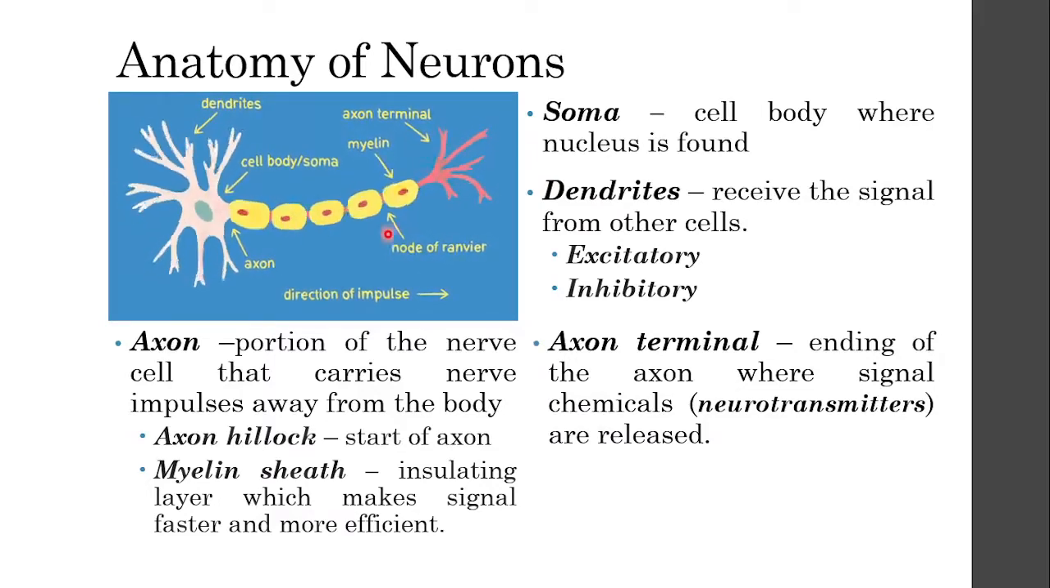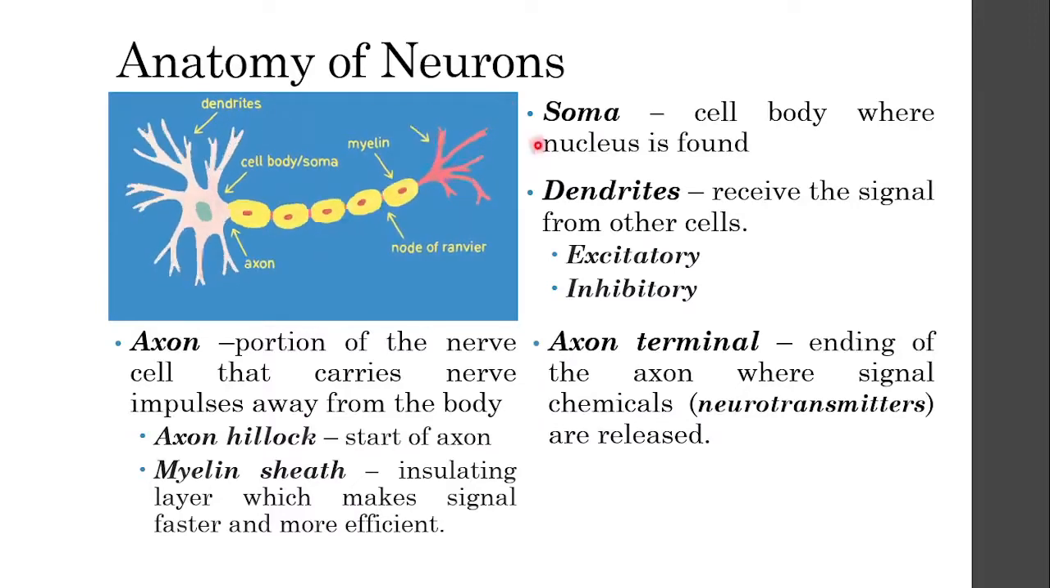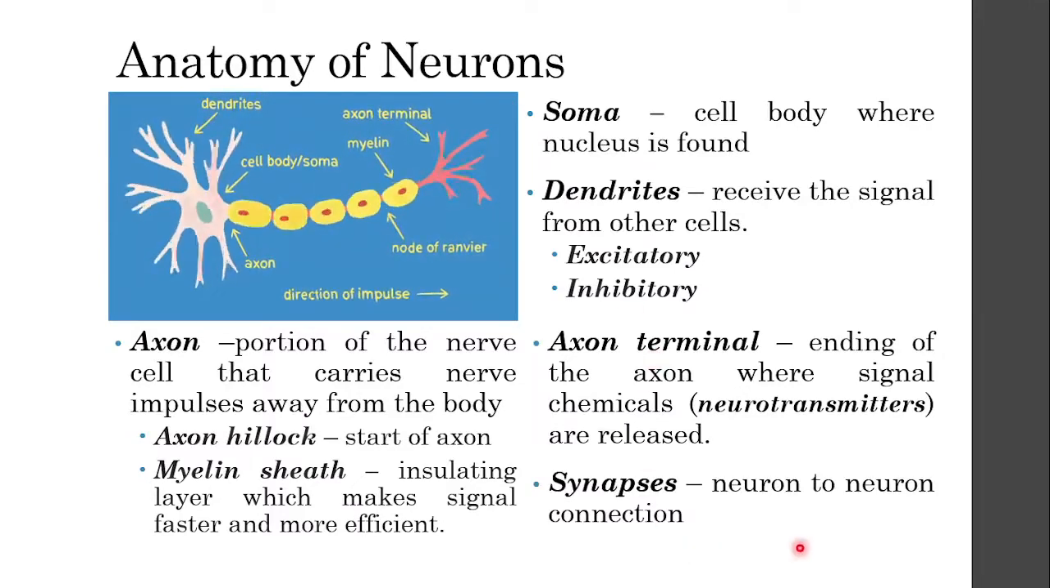So it's not just electric signals, but when the electric signals reach the axon terminal, it's actually chemicals that will be released, and those chemicals will be received by the dendrites, or will attach to the receptors of your targeted cells. And then the synapse is basically the connection between neuron and neuron. So if you have another neuron here, the small space between the axon terminal, or the terminal button, and the dendrites is what we call the synapse, wherein the neurotransmitter actually travels to go from one neuron to another neuron.